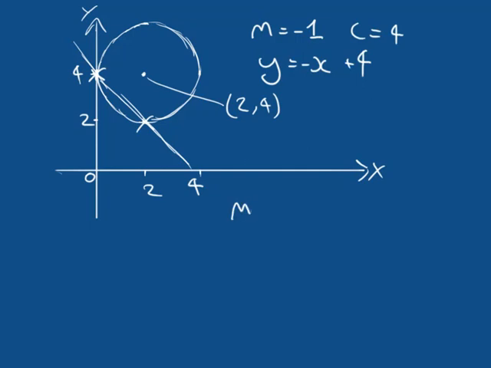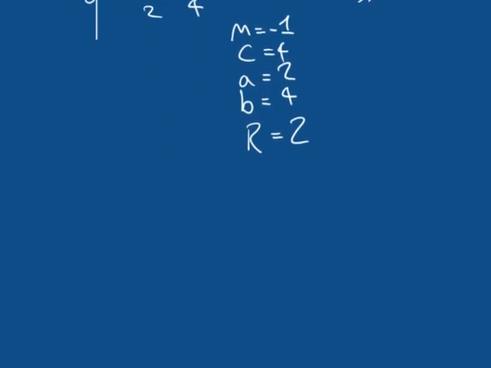So we know that m is equal to -1, c is equal to 4, a is equal to 2, b is equal to 4, because A and B are our center point of the circle, and we know that our radius in this case is actually equal to 2. So we've got all that information. We can now calculate A, B, and C with these.